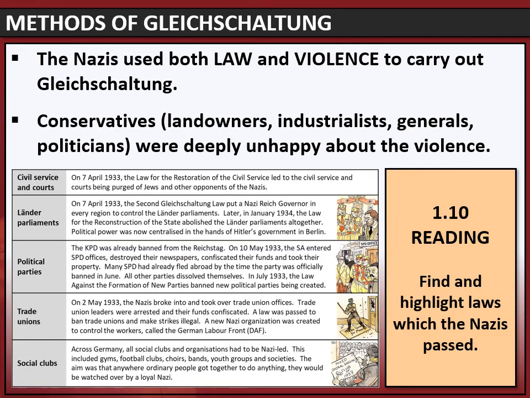You need to do some reading here. I want you to read this information in box 1.10. It tells you how the Nazis dealt with those different organisations. You need to find and highlight any laws which the Nazis passed in order to bring them under control. You need to pause the video while you do this, and when you're done, hit play.